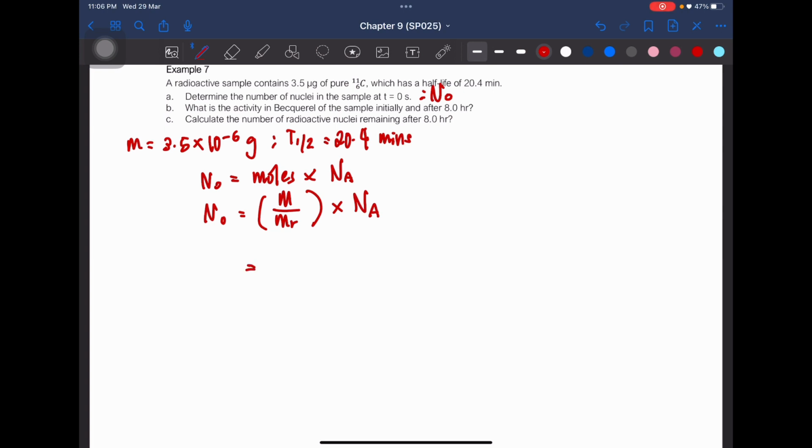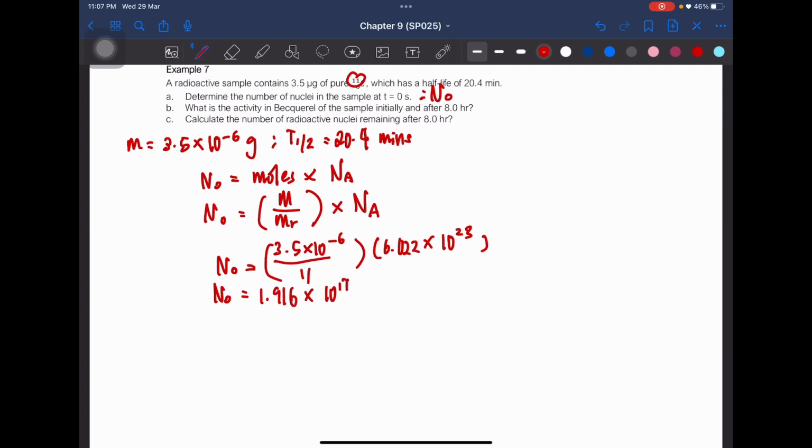Okay, so that is 3.5 times 10 to the power of -6. So what is the molar mass? It is 11, atomic mass, which is 11, times with 6.022 times 10 to the power of 23. So that is the number of nuclei. Let me just calculate it quickly. 3.5, -6, 11 times 6.022, 23. Okay, so we'll get 1.916 times 10 to the power 17 nuclei. Okay, so that is A.